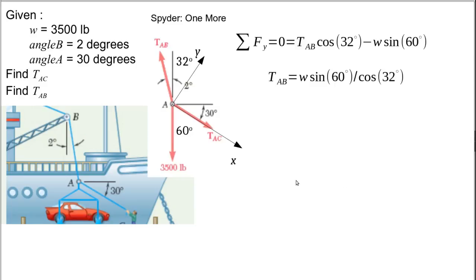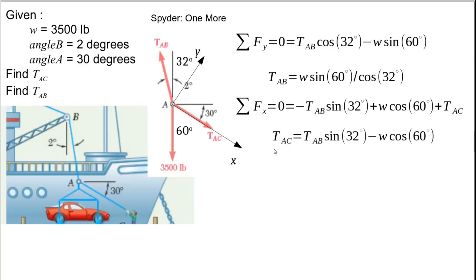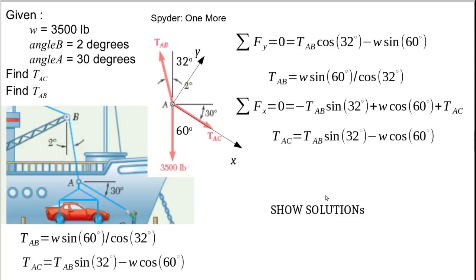Now we can do some of the forces in our new x direction. And we see TAB times sine 32 going in the negative x direction, W times cosine of 60 in the positive x direction, and our TAC is moving all the way in the x direction. Again, we know TAB from the first equation, so we can then solve for TAC. So we have now 2 equations to solve. I'll write them again over here.